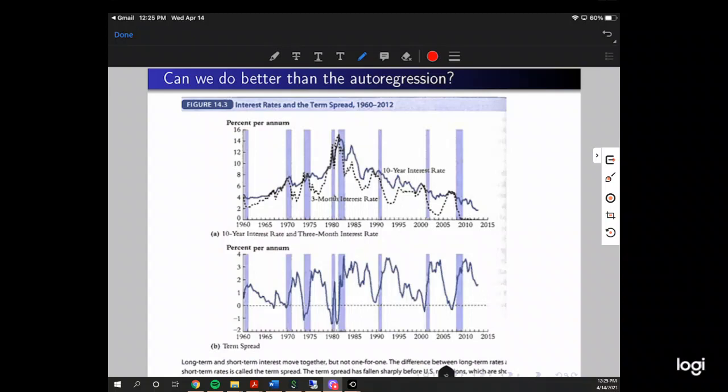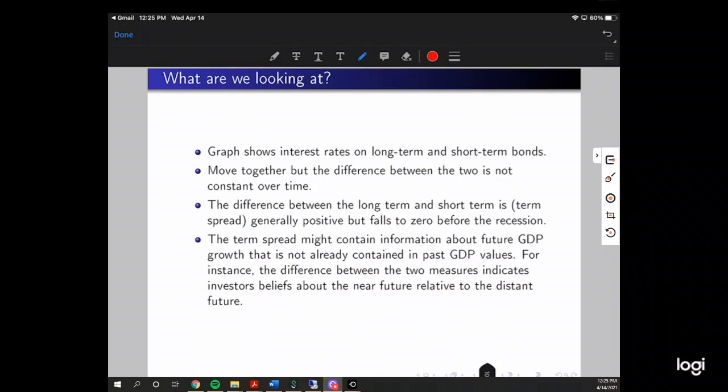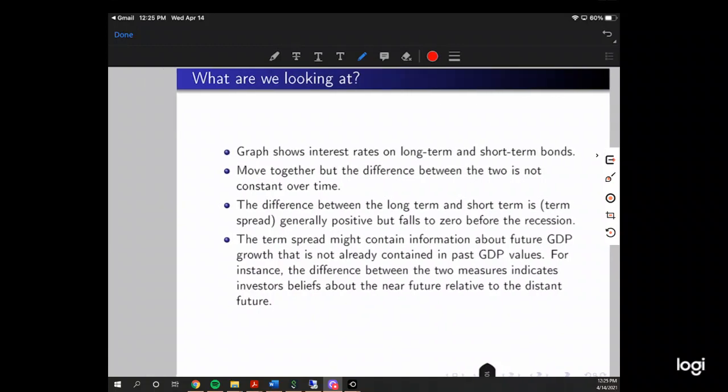Can we do even better than autoregression? Okay, so what are we looking at here? Let me give you some words about this. So the graph on the previous slide shows interest rates on long-term and short-term bonds. They move together, but the difference between the two is not constant over time.